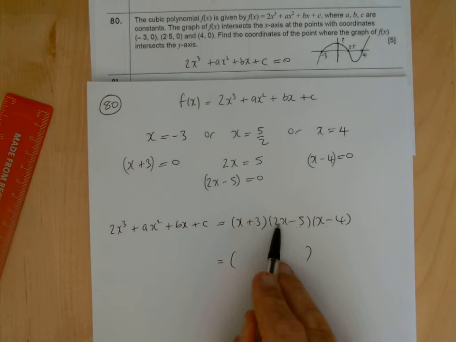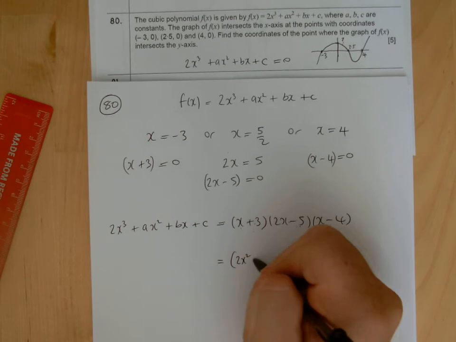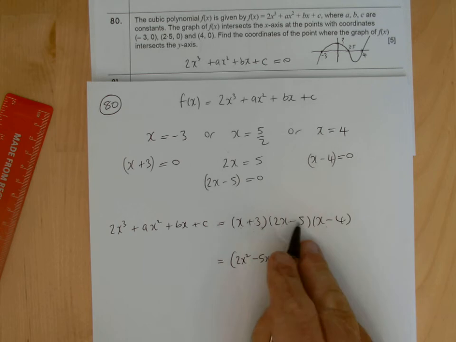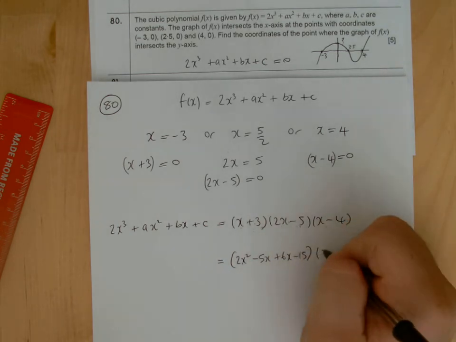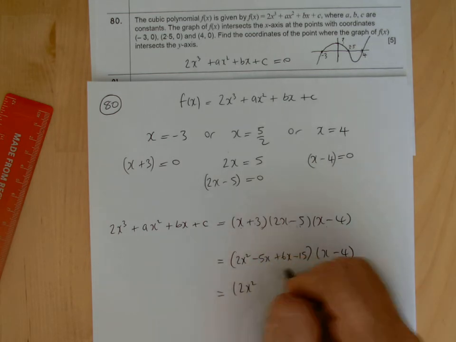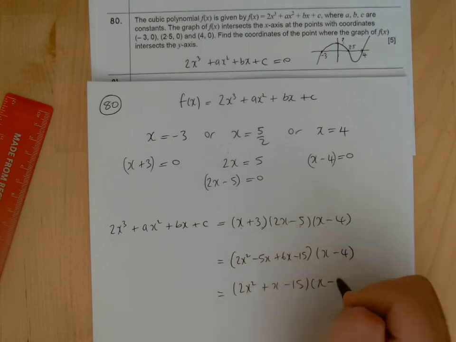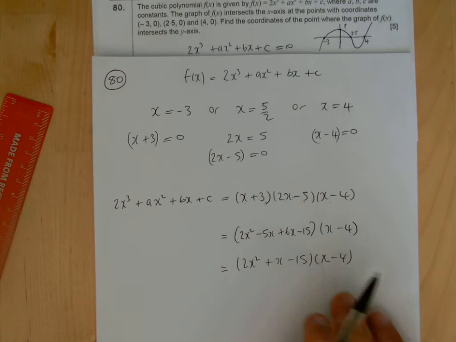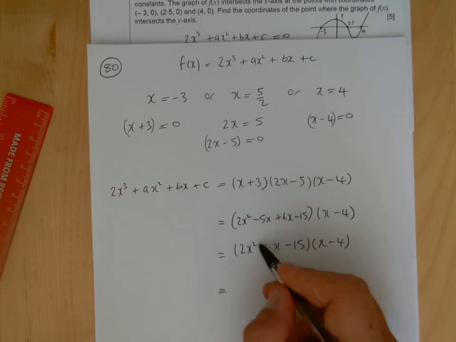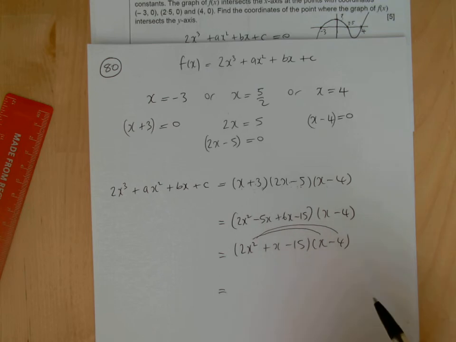So x times 2x is 2x squared. x times minus 5 is minus 5x. 3 times 2x is 6x. And 3 times minus 5 is minus 15. Then x minus 4 there. So then this will equal to them. Let's just simplify this bracket here. So that'll be plus x, won't it? Then I've got 2 brackets to multiply out. I can't really use FOIL here because I've got 3 terms in here, but I'll just focus on the 2x squared and times it by the x and then by the minus 4, like that.